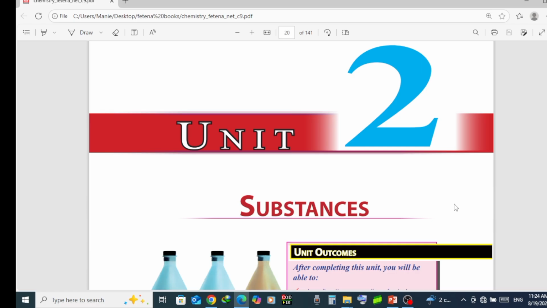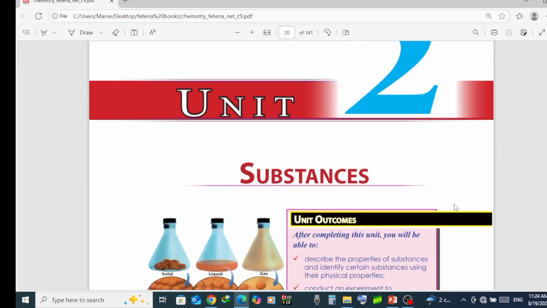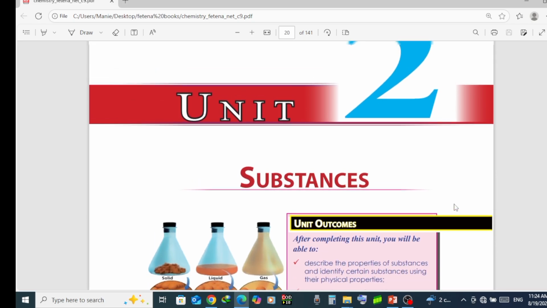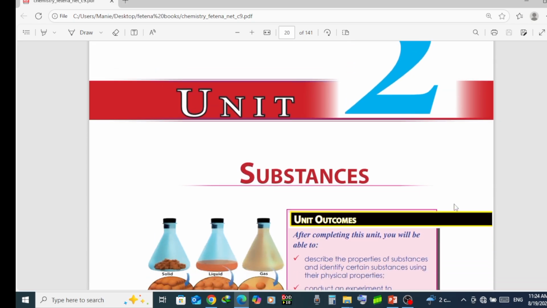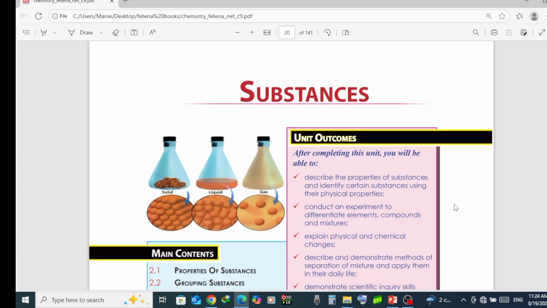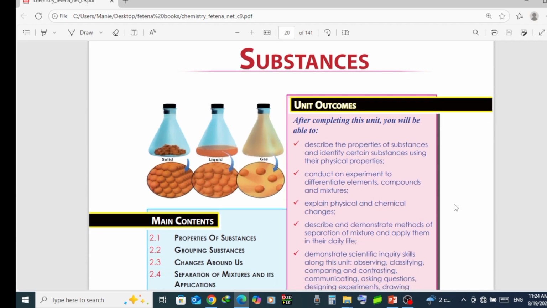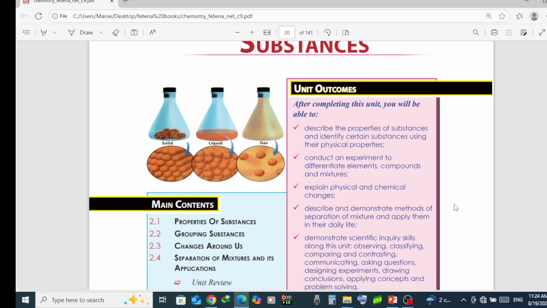In the previous lesson, we tried to cover Unit 1 with the notes and exercises. And now we are proceeding to Unit 2, which is all about substances. Under substance, we have different contents and objectives that we have to achieve. And here are the main contents under the unit.